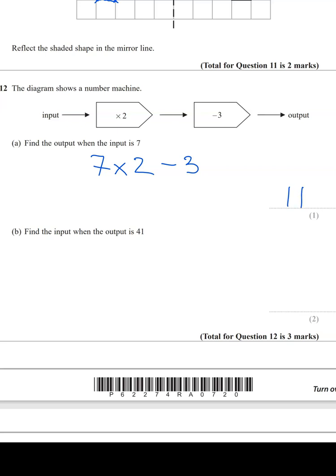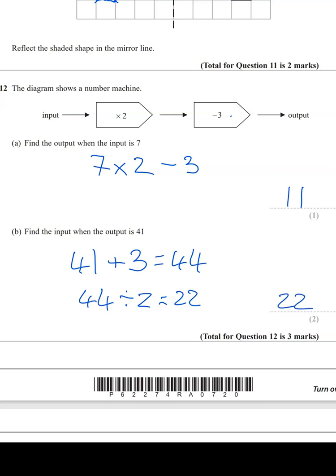Now, find the input when the output is 41. So now I'm going to work back the other way. I start with 41, but instead of take away 3, I have to do the opposite. Add 3. Now you're probably thinking, well, wouldn't I do BIDMAS? But you don't. You follow the order of the arrows. Okay, so we do need to add 3, which is 44. And instead of timesing by 2, opposite of timesing by 2, we divide by 2. So 44 divided by 2 is 22.